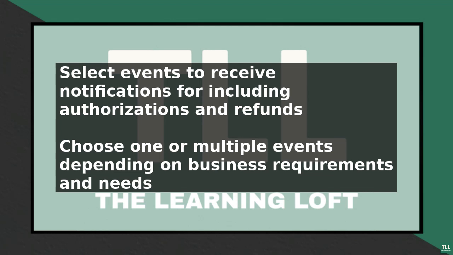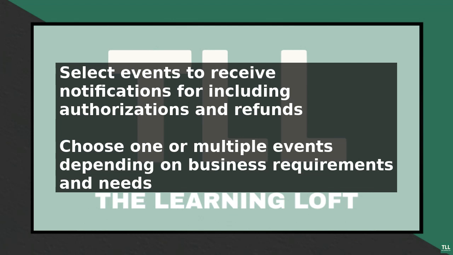Next, you need to select the events that you want to receive notifications for. Authorize Net supports a wide range of events including payment authorizations, settlements, and refunds. You can choose one or multiple events depending on your business requirements.